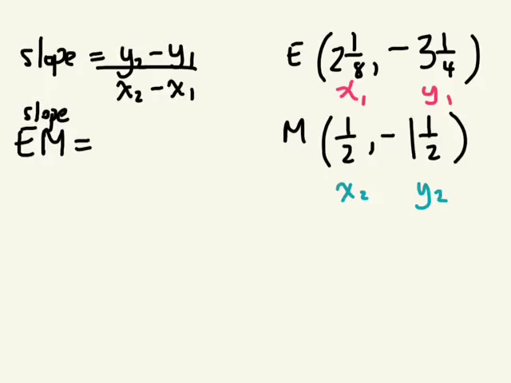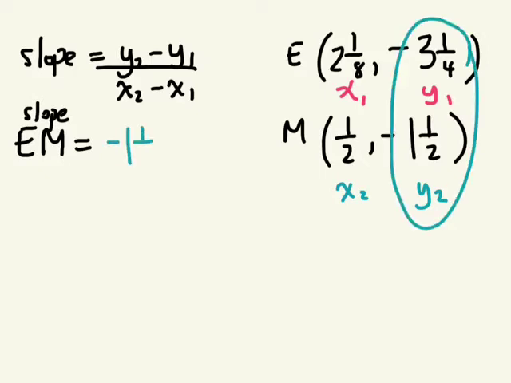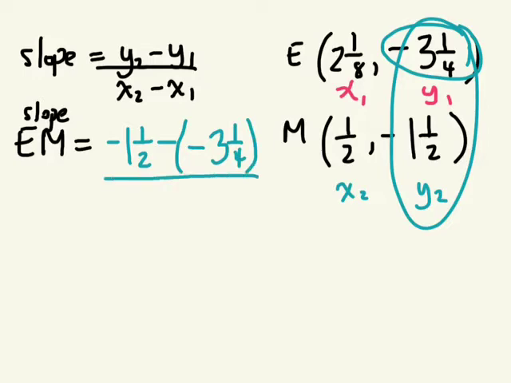The slope of any line segment, I need to take the Y values and subtract them. So Y2 minus, what's Y1? What's the value of Y1? It's a negative. I'm subtracting a negative, right? Over, what's X? 1/2 minus 2 and 1/8. Okay, I want you to simplify this.